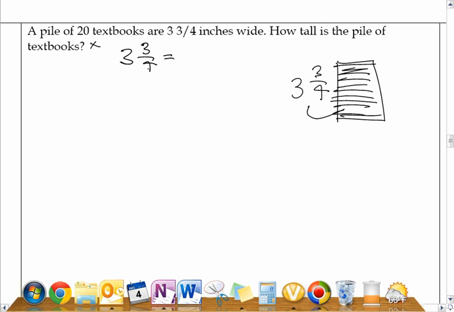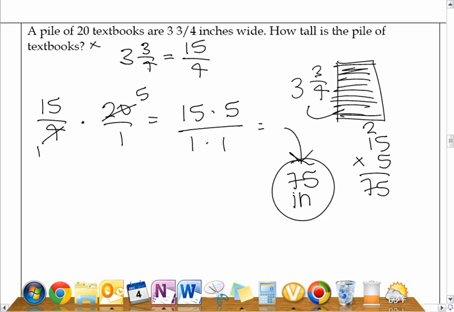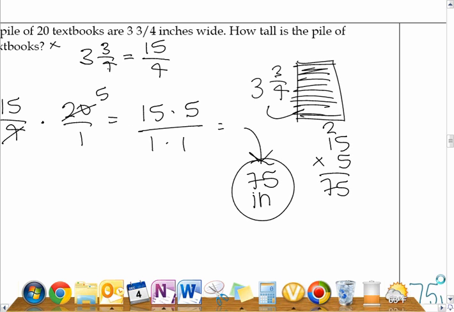So 3 3/4 into an improper fraction is going to be 15/4. So 15/4 times 20 over 1, cross multiply, 5 and 1, 15 times 5 over 1 times 1. So 15 times 5 equals 75 inches. And that is our final answer.